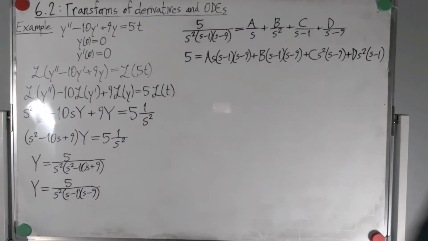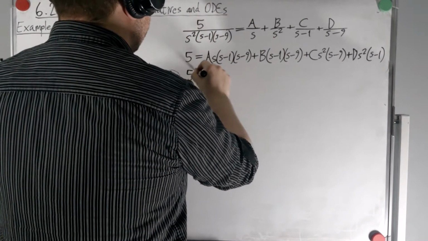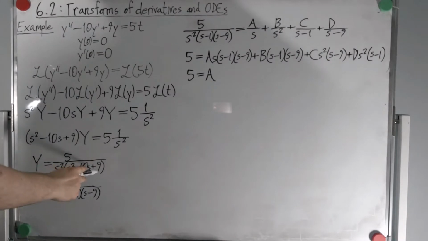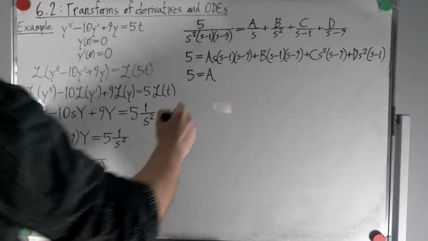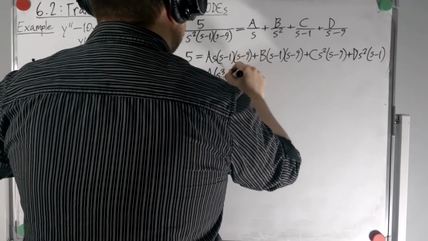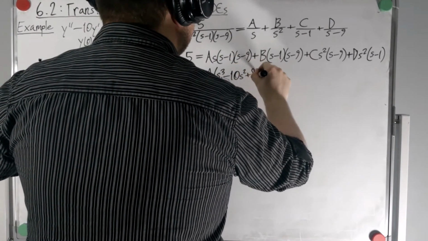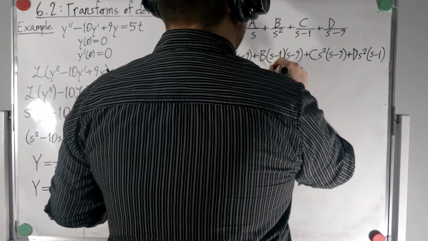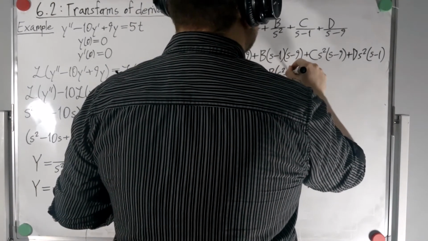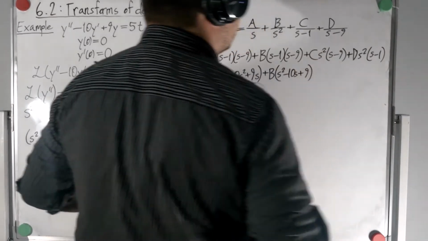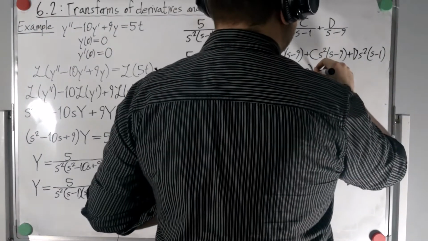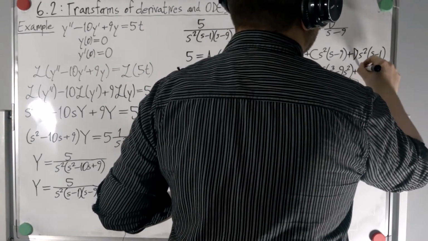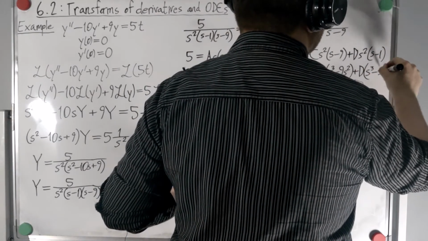We can distribute that. We'll get 5 equals A times s minus 1 times s minus 9, which is s squared minus 10s plus 9. Multiply that by another factor of s, and what you'll get is s cubed minus 10s squared plus 9s. Then we have B times s squared minus 10s plus 9. We have C times s cubed minus 9s squared. And D times s cubed minus s squared.